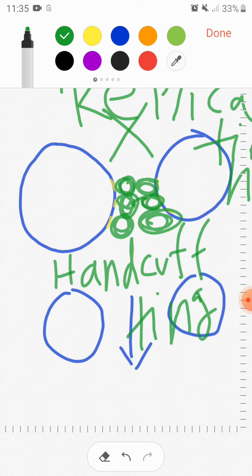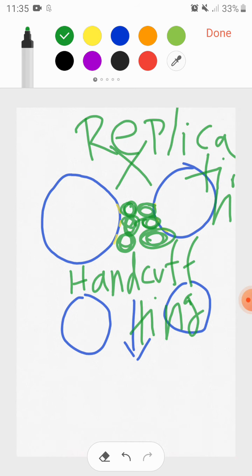So this much you should know about the stringent plasmid replication.